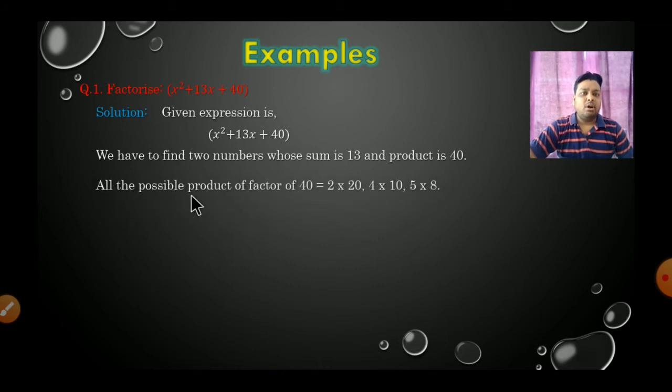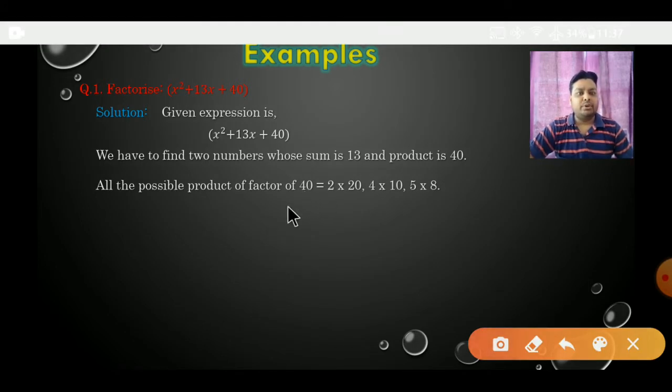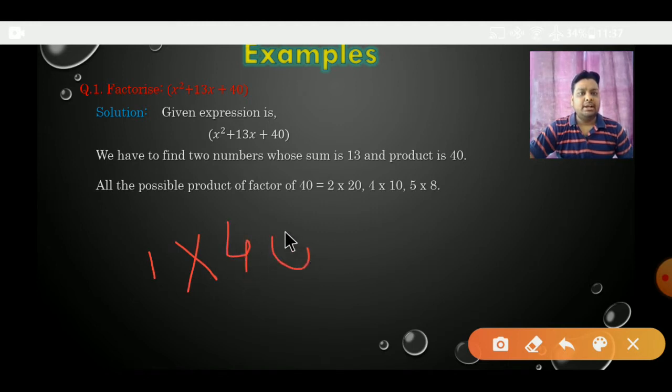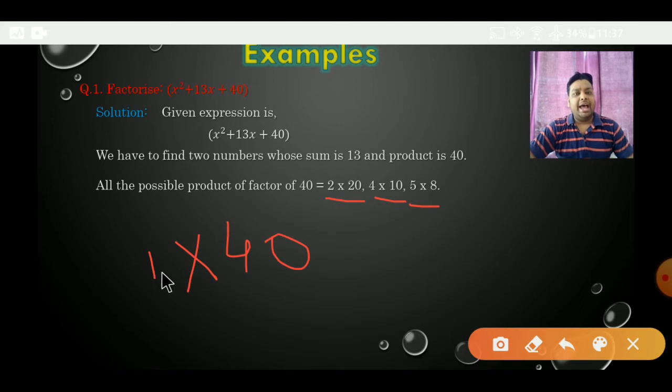Now we will find all the possible factor pairs of the constant term only. So the pairs for 40 are: first, 1 into 40; second, 2 into 20; third, 4 into 10; fourth, 5 into 8. After that, if you take 8 into 5, it is the same as 5 into 8, so we will not repeat it. Now we have to see which two numbers, when added, give 13. Then we will take those numbers.